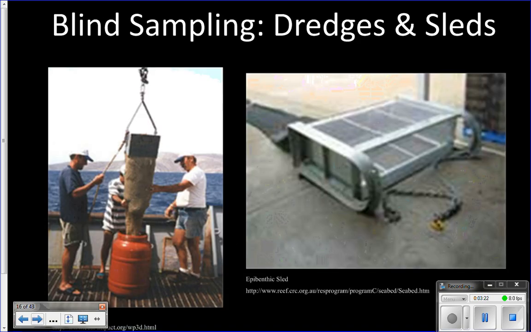Here's some pictures. So these are blind sampling methods. This one here on the left, that's an anchor dredge. So they'll dump this over the side all the way to the bottom and just take a scoop out of what's on the bottom and pull it up. This is a dredge, or a sled. This will be pulled behind the boat, and then it'll be pulled along the bottom. It'll stay on the top of whatever's on the bottom, and then anything that it comes in contact with gets shot into the back, into the net, and then gets pulled up. So that is a sled.